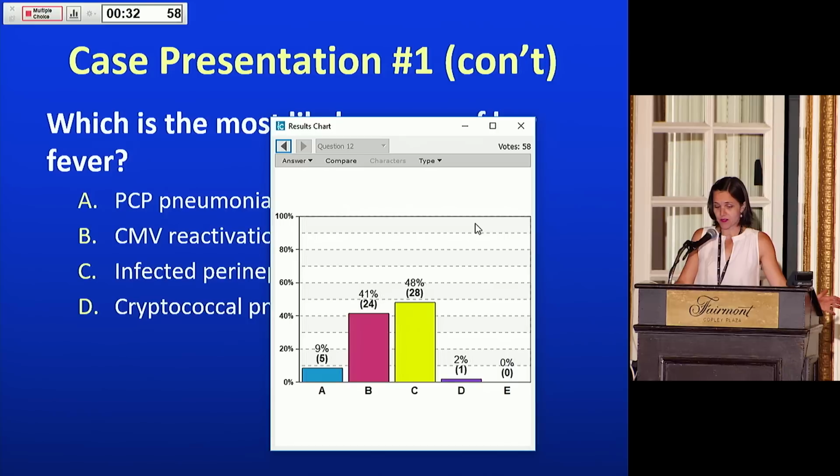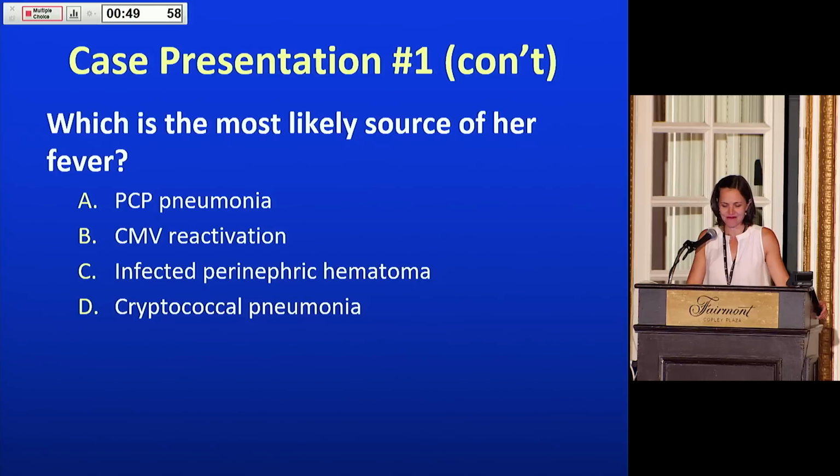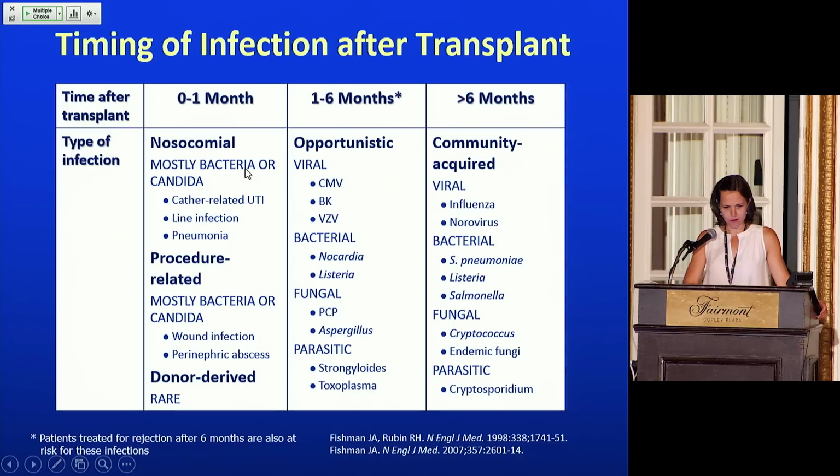So most people agreed with what I think, which is infected perinephric hematoma is the best. Whenever anyone asks an ID question about a transplant patient, everybody always wants to answer CMV, but the answer is not always CMV. It is probably the most important infection, but it's not always CMV. So we're going to go directly to my next slide to sort of rationalize through this.